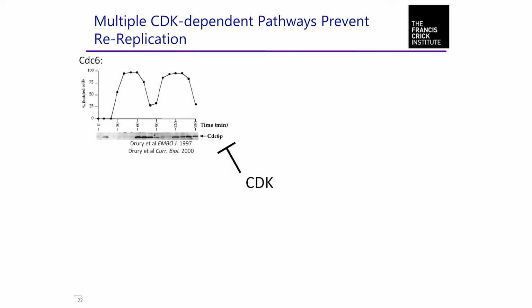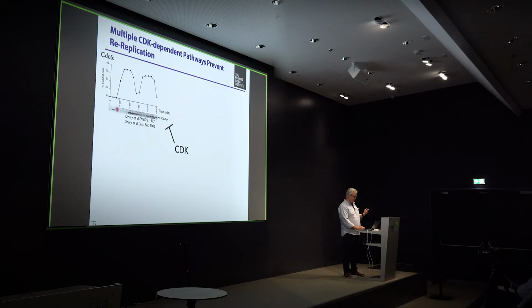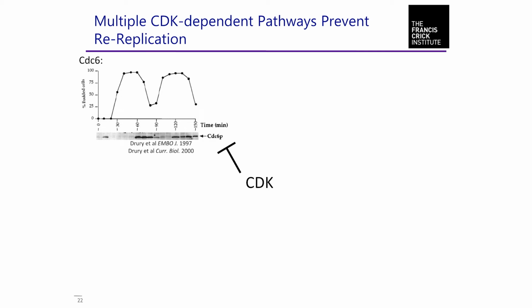This is just showing CDC6 levels in synchronous cells, and you can see that as soon as buds emerge in budding yeast, CDC6 disappears, reappears later in the cell cycle, and disappears again in the next cell cycle. That's because it's phosphorylated by CDK, and that phosphorylation makes binding sites for the SCF ubiquitin ligase, and so it gets degraded. So it's directly phosphorylated and inhibited by degradation.